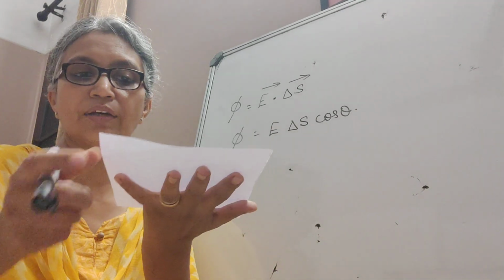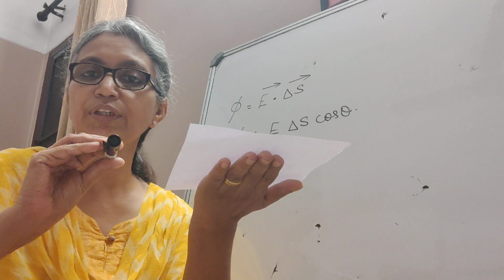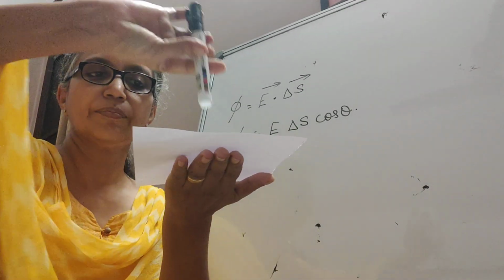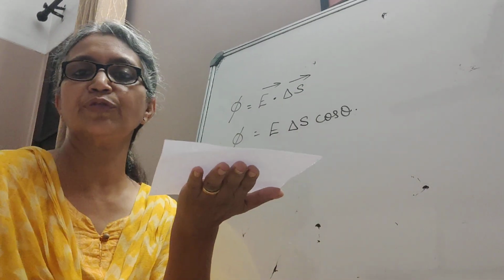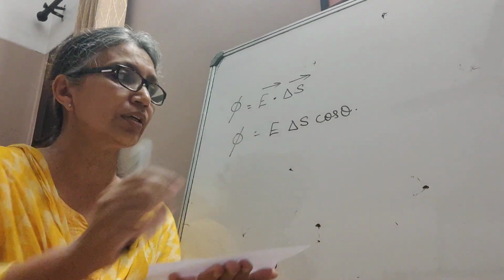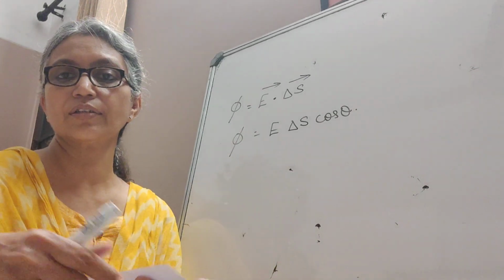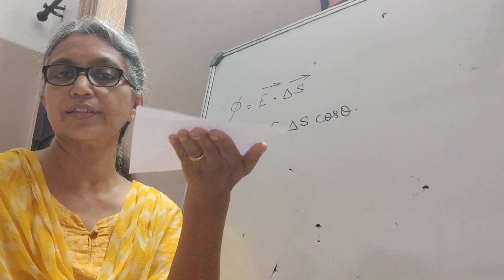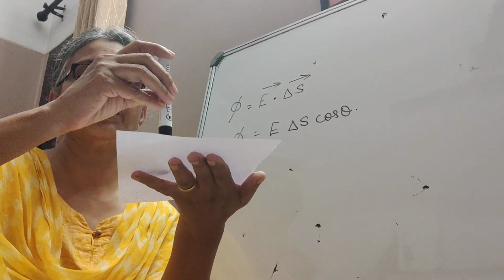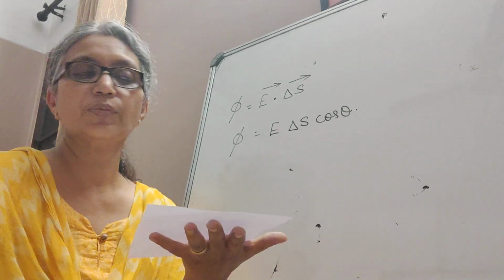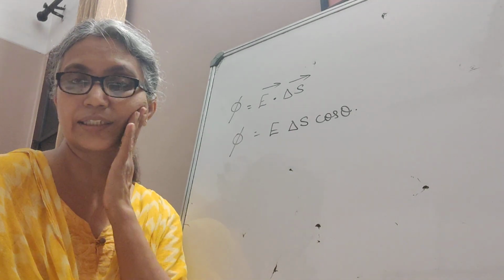On the other hand, if you have your area vector placed like this, your electric field is pointing away from me, but your area vector is perpendicular like this. So area vector and electric field both being perpendicular to each other, theta becomes 90, cos 90 is 0. So there is no flux going through an area placed like this. If the field is like this, there are no electric field lines passing perpendicular through the area. So we have flux will be equal to 0. So theta is the angle between the two vectors E and delta S.